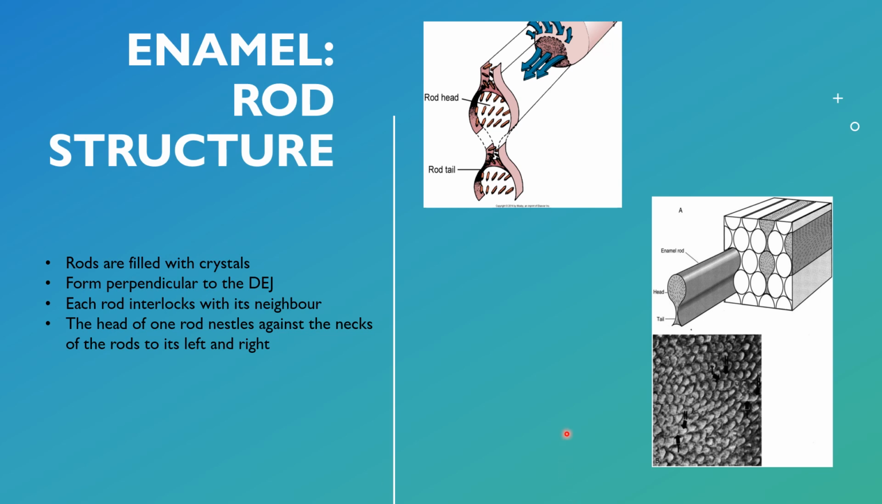So you can kind of see, again, in this picture here, that the head of one rod kind of nestles or snuggles against the neck of the rod to its right and left. Okay, and this is exactly how they're all laid together. And then you can see, if we were to look at it microscopically, look how tiny. Can you imagine how microscopic this is appearing here?